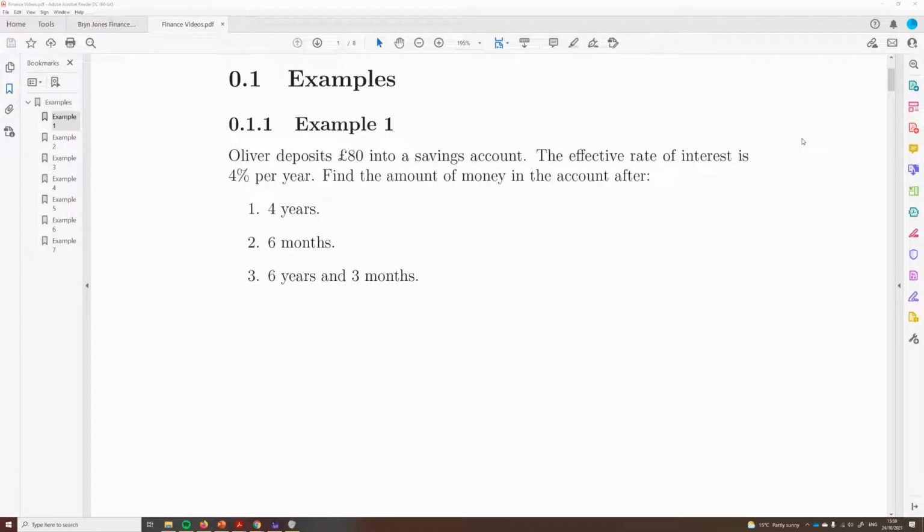Okay, so today we're going to dip our toes into the finance section of higher applications, and we're just going to jump straight in, I think, with an example. So Oliver deposits £80 into a savings account. The effective rate of interest is 4% per year. Find the amount of money in the account after, and the first question asks you for about 4 years.